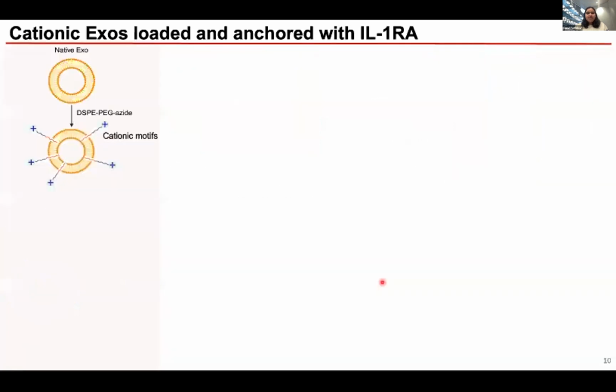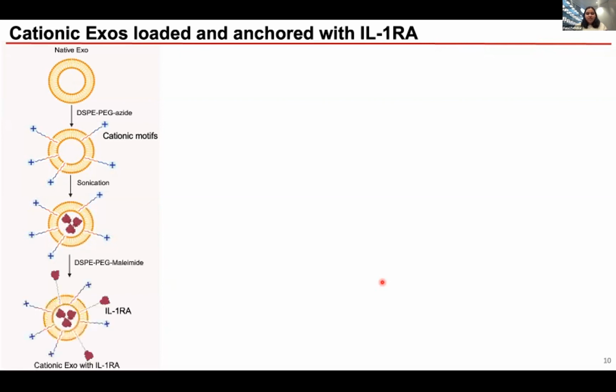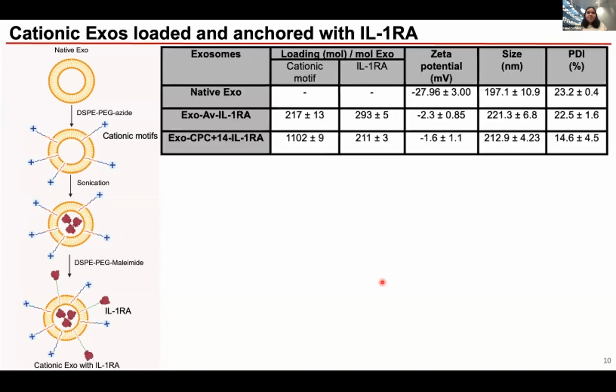So the scheme of our formulation starts by anchoring the cationic motifs on the surface of the exosomes using click chemistry, as I mentioned in the previous slide. We then encapsulate IL-1RA inside the exosomes using sonication and anchor more IL-1RA on the surface. So our final system consists of cationic motifs on the surface of the exosomes and IL-1RA that is encapsulated as well as loaded on the surface.